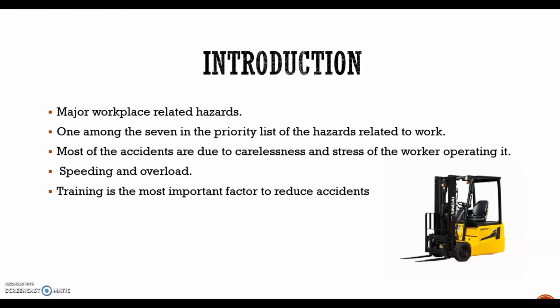According to a report, it is considered one of the major workplace hazards. Also, it is considered one among the seven in the priority list of hazards related to work. So, how does this occur? These accidents occur due to carelessness and stress of the worker. Also, overspeeding and overload contribute to it. By giving proper training, we can reduce these accidents in industries.